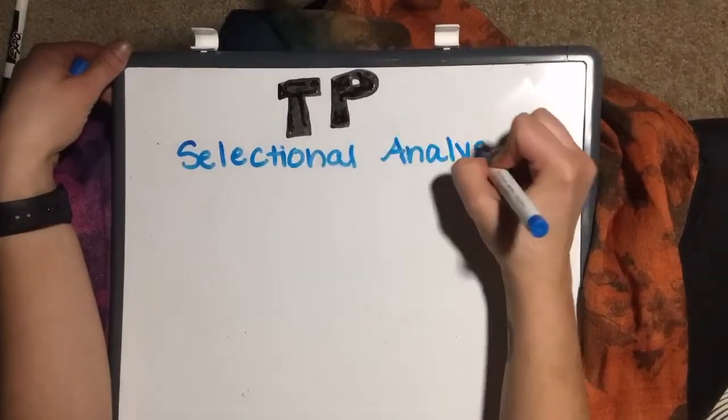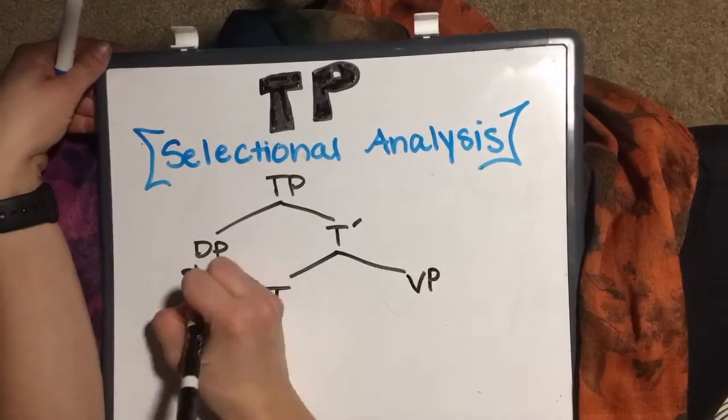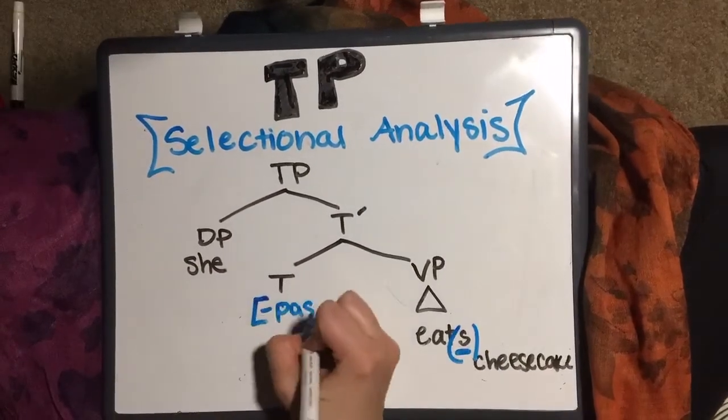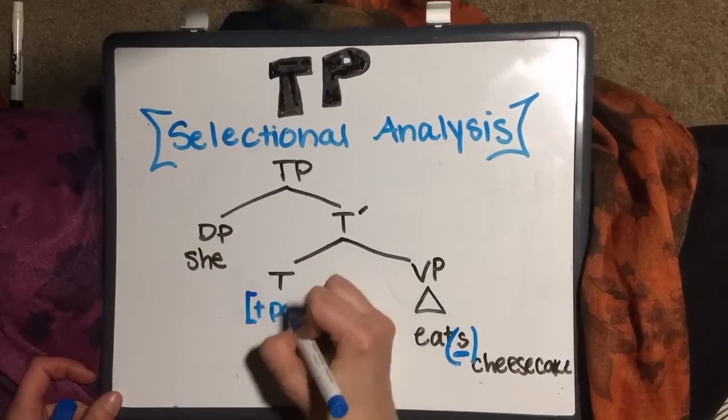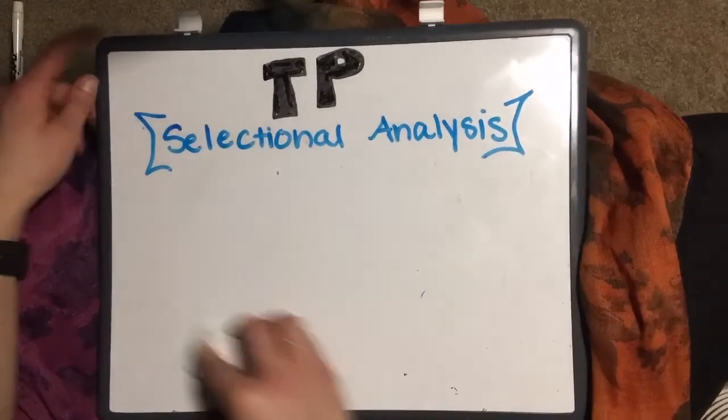Selectional analysis tells us that in order to express the tense within trees that have inflectional tense, we will draw them branching down from a T-bar. And the tense will be expressed in either minus past or plus past, according to the verb.